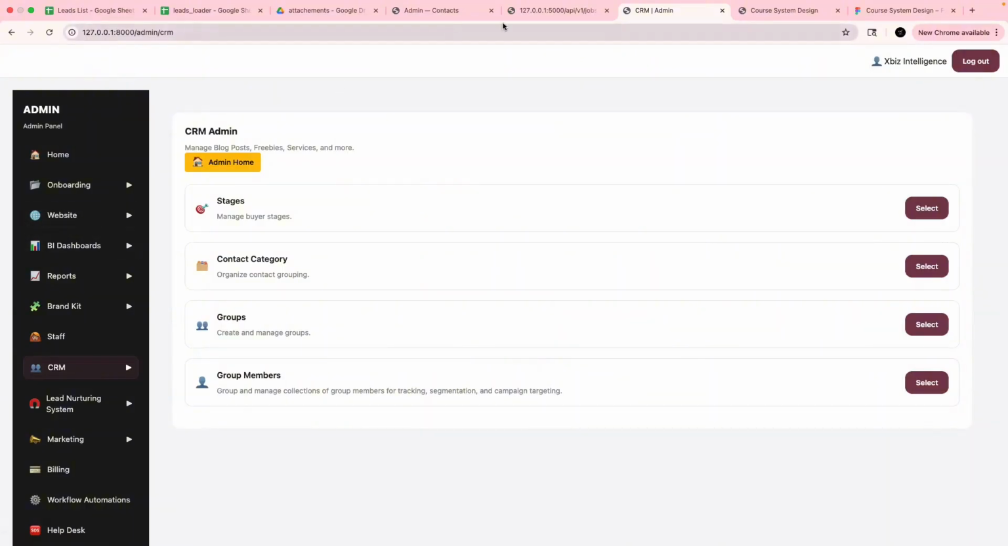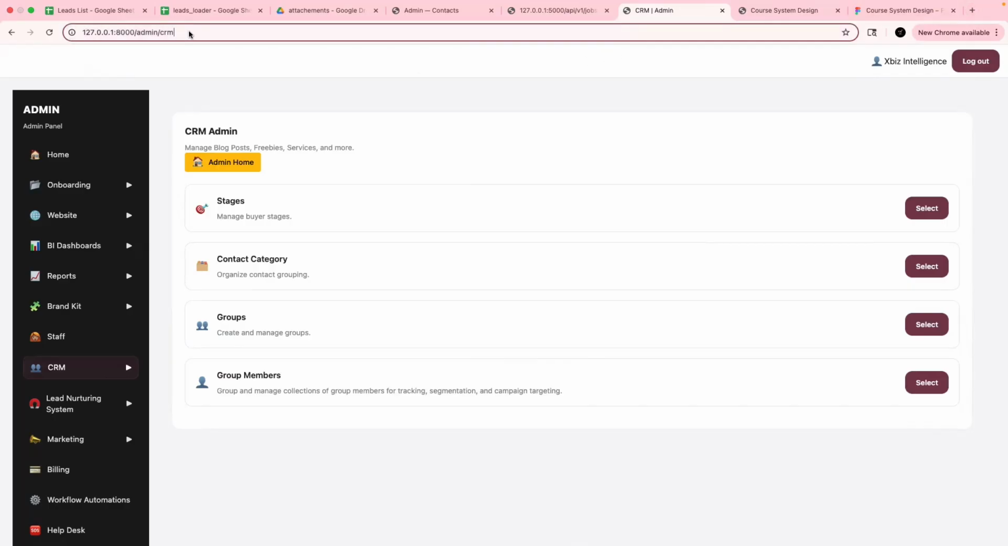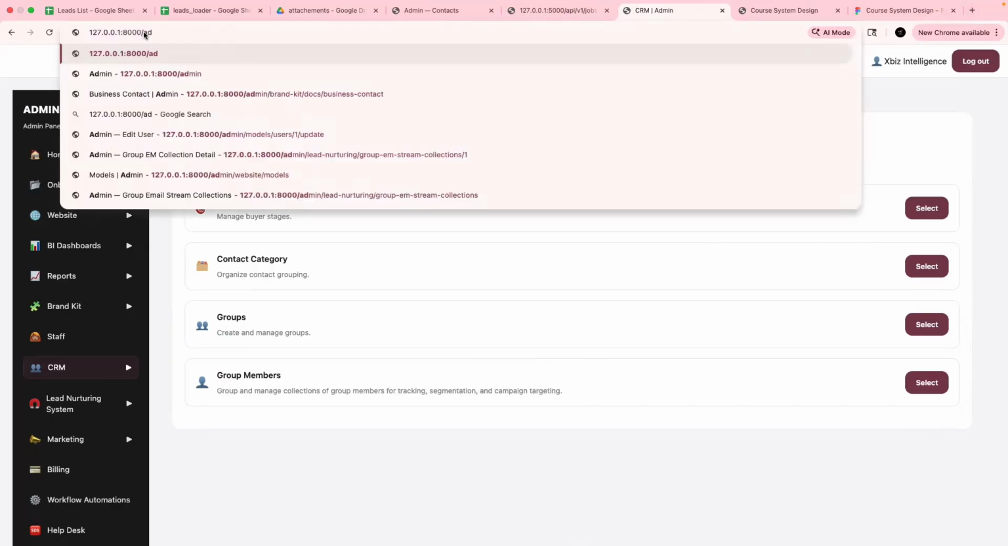Let me take you to the landing page so you can see how everything works together. Actually, let me pause this so I can stage this. Give me one second, guys.